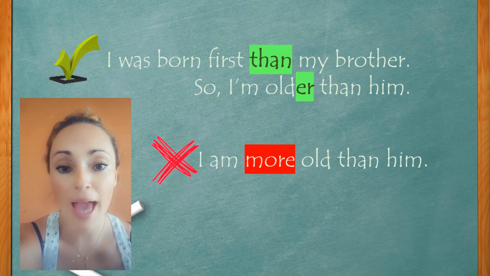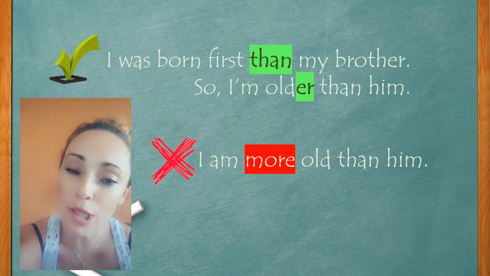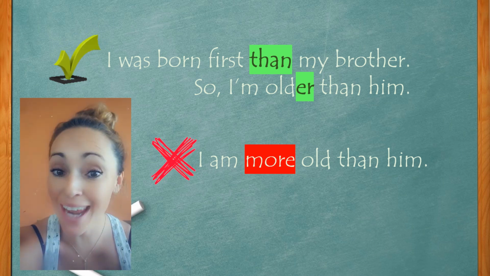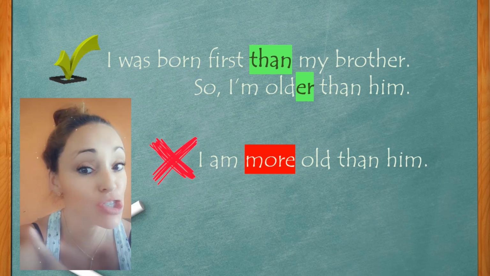Then you would say, I was born first than my brother, so I am older than him. But what you cannot say is, I am more old than my brother. That is not correct.